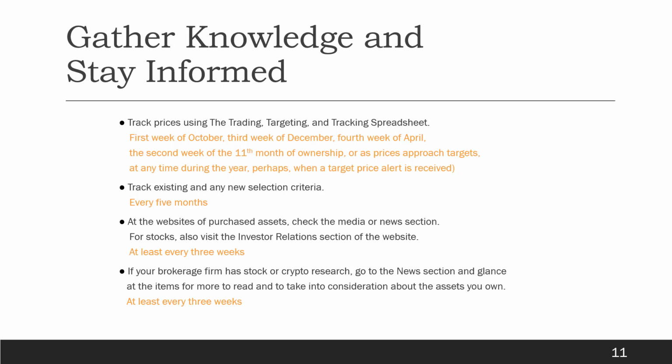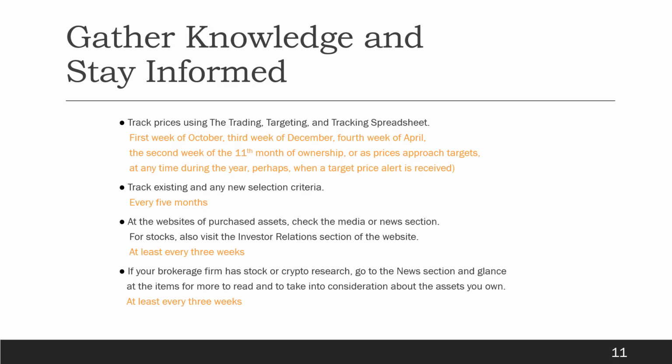We also know to track our assets to see if they are still meeting existing and any new selection criteria. Do this every 5 months. At the websites of purchased assets, check the media or news section. For stocks, also visit the investor relations section of the website. Do this at least every 3 weeks.